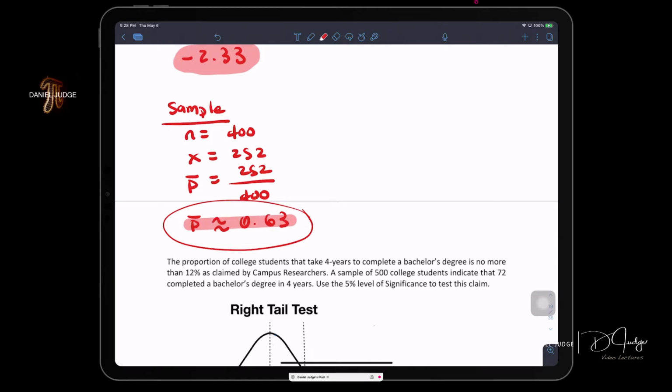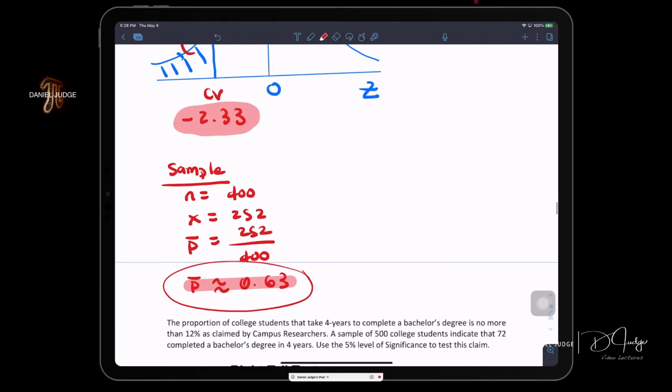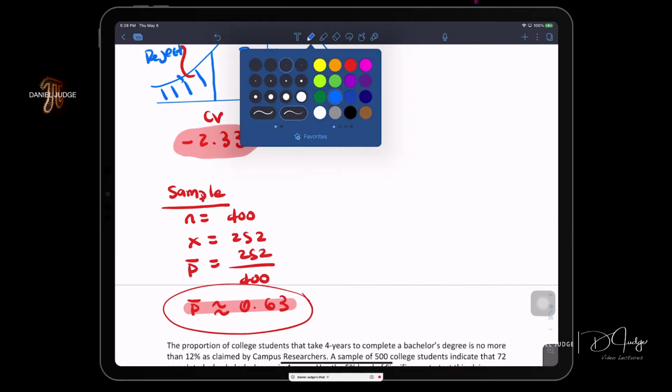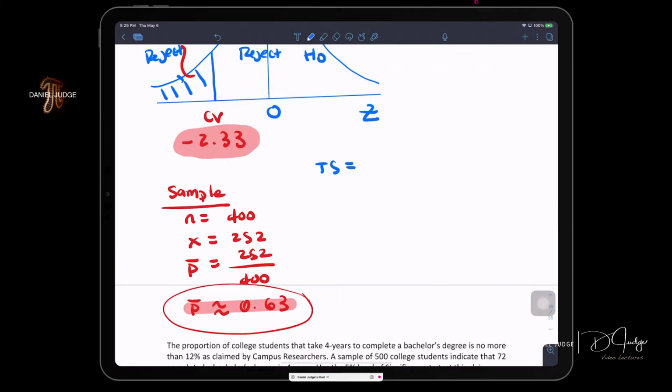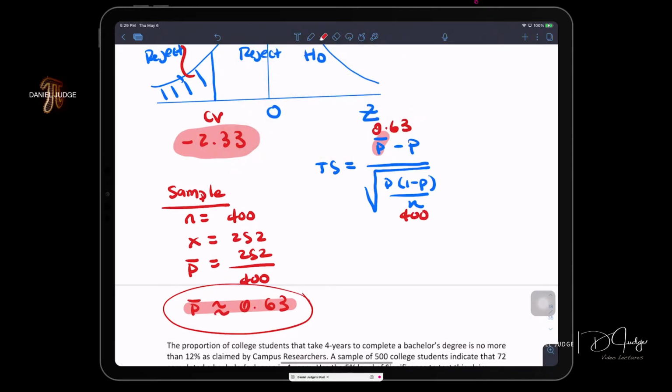All right. What comes next is the test statistic. So you're going to use the test statistic formula. Sample proportion minus the true proportion over square root P times 1 minus P over N. So we know the sample proportion is 63%. The sample size is 400. So we got those two. This is from the sample.